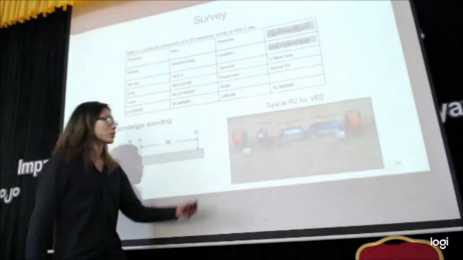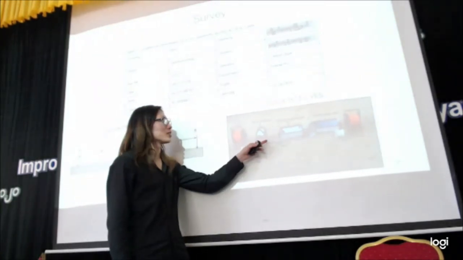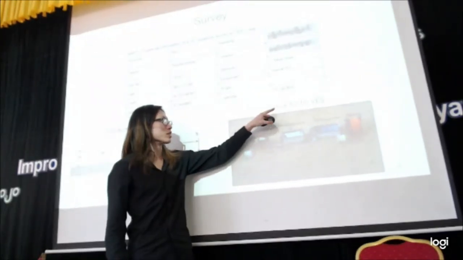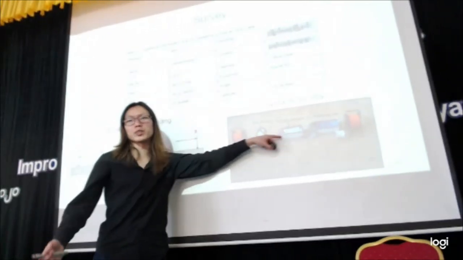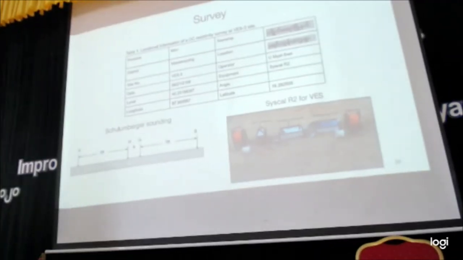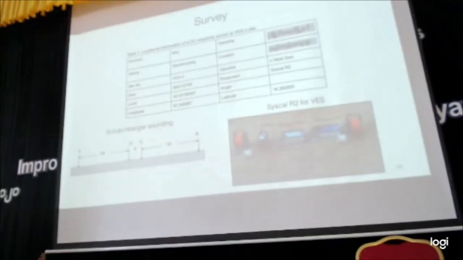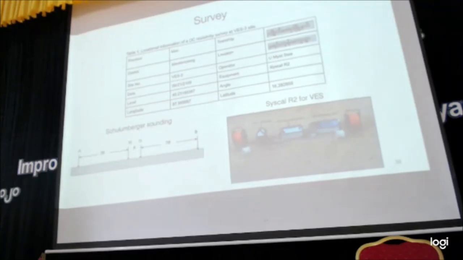I believe they have possession of a SYSCAL R2 system, so you can do the Schlumberger method with that system. Of course, for us, we're going to be using a more advanced system, the SYSCAL R1 Plus, which can do 2D surveys.